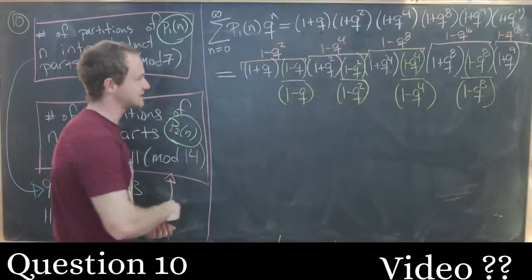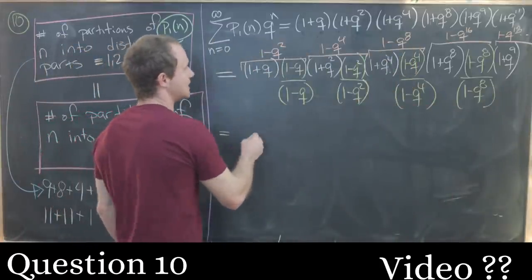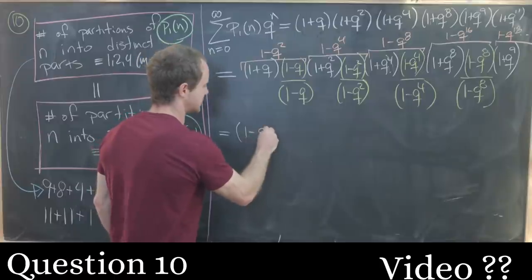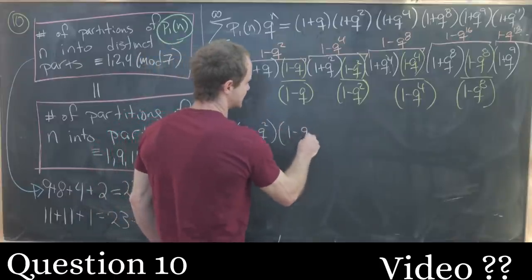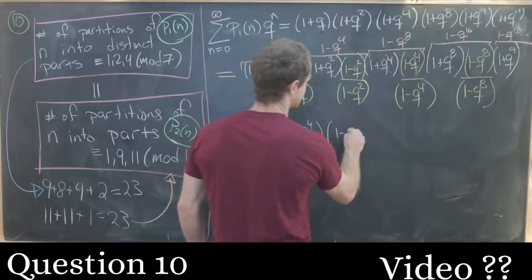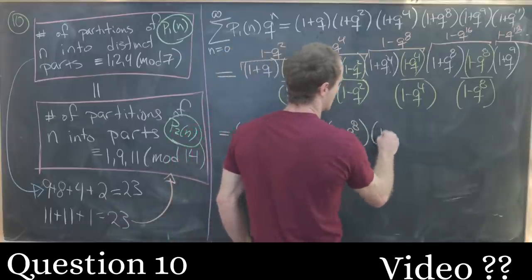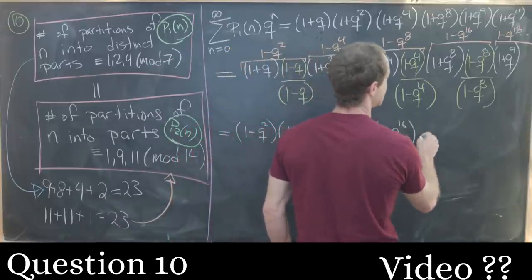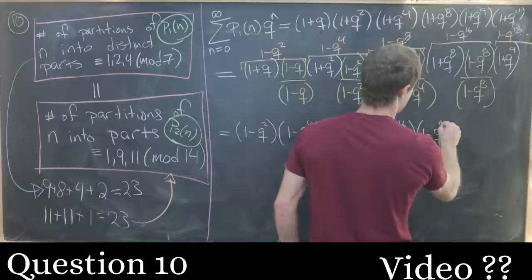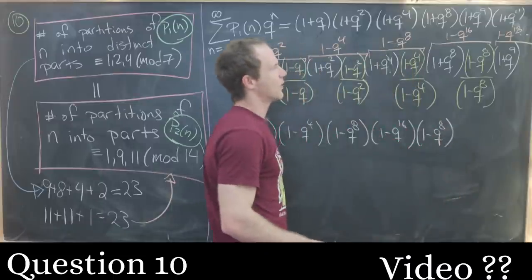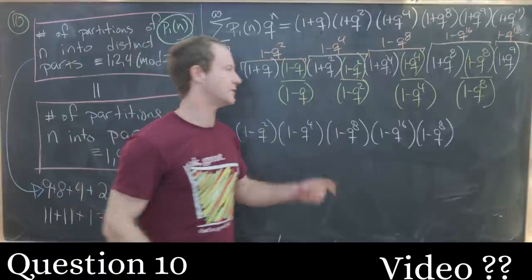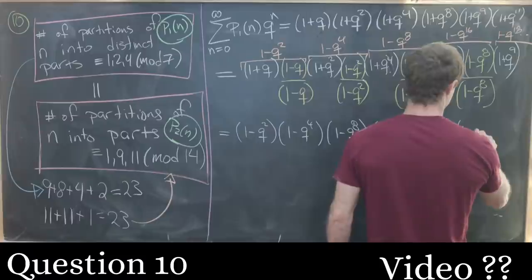Okay, nice. So now let's see what we're left with. In the numerator, we have 1 minus q squared, 1 minus q to the fourth, 1 minus q to the 8, 1 minus q to the 16, 1 minus q to the 18. What will the next one be? The next one will be 1 minus q to the 22.